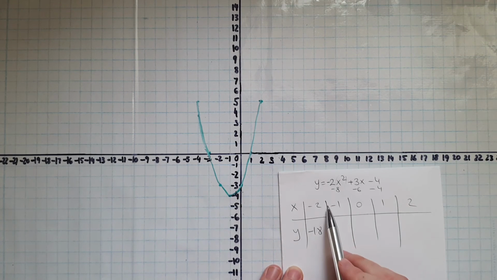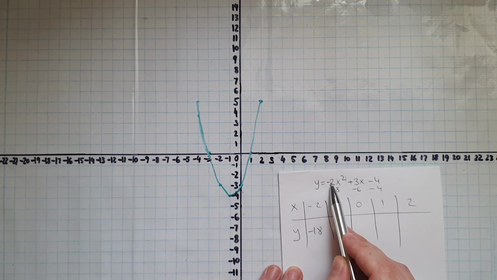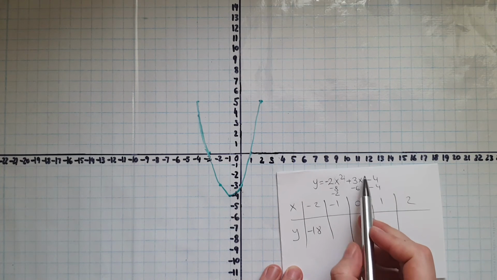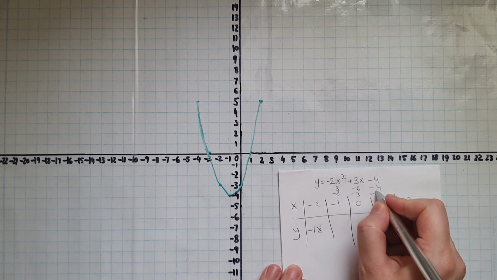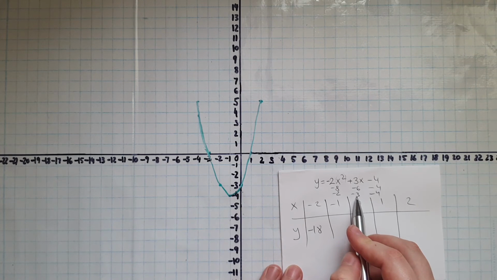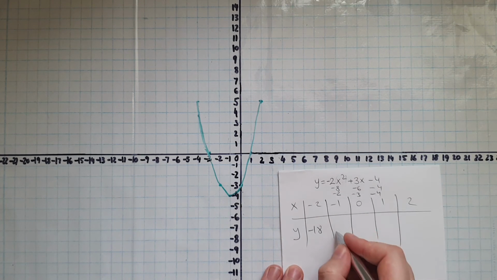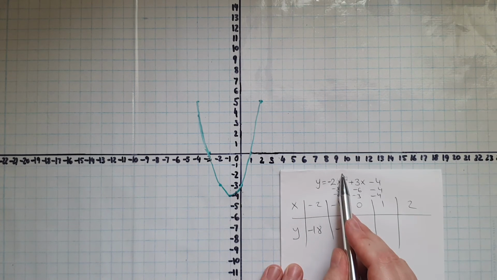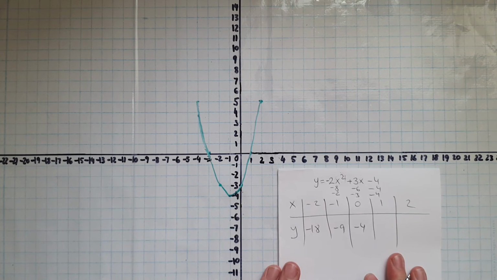For when x is equal to negative 1, so negative 1 squared is going to give us 1, times negative 2 gives us negative 2. Negative 1 times 3 is negative 3. Take away 4. So negative 2, take away 3 is negative 5. Take away 4 is negative 9. When x is 0, we get 0. Add 0, take away 4, so it's negative 4.